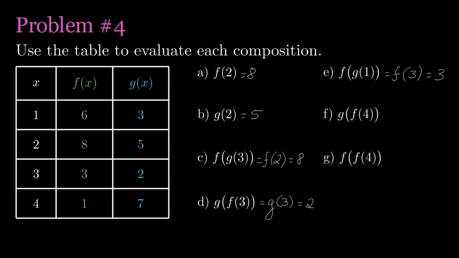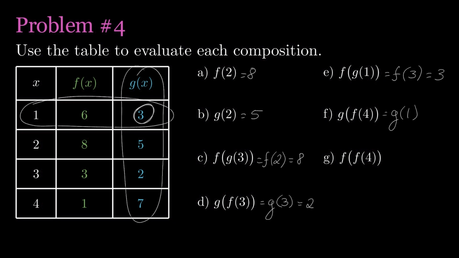Now moving on to part F, we start with f of 4 to later apply g to that value. f of 4 is in the column for f for the input of 4, and that gives us 1. That 1 becomes now the input for g. So in the column for g, the input of 1 results in 3.